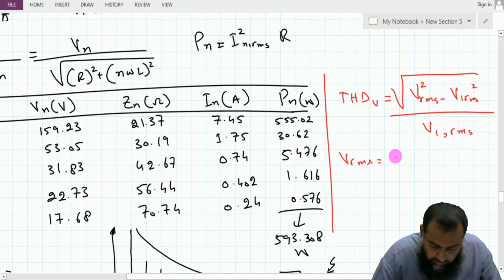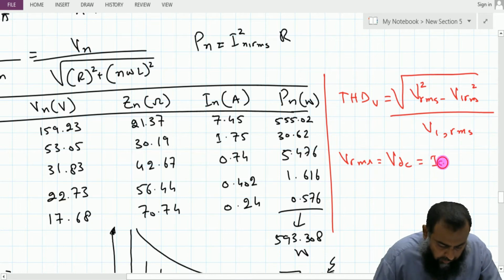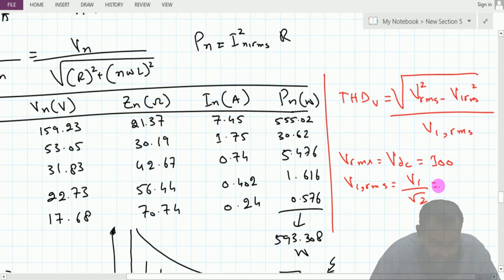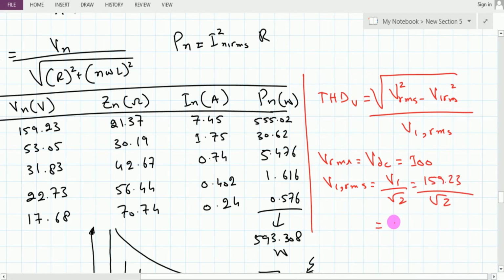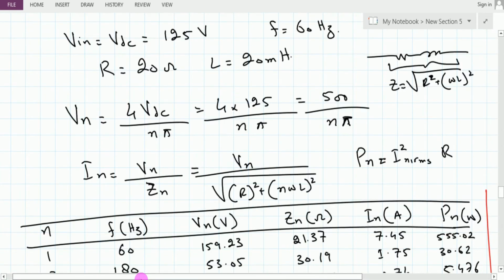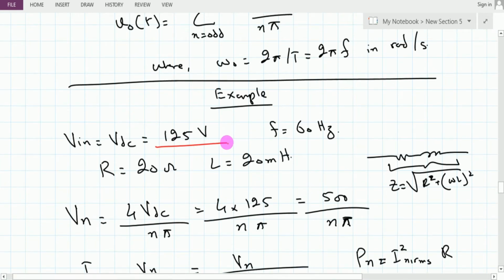V RMS is equal to VDC, that is equal to 100 volt. So V1 RMS is equal to V1 divided by root 2, and that is equal to 112.5959 volt, right? So what is the VDC here? Let me recheck the VDC. VDC is equal to 125 volt.